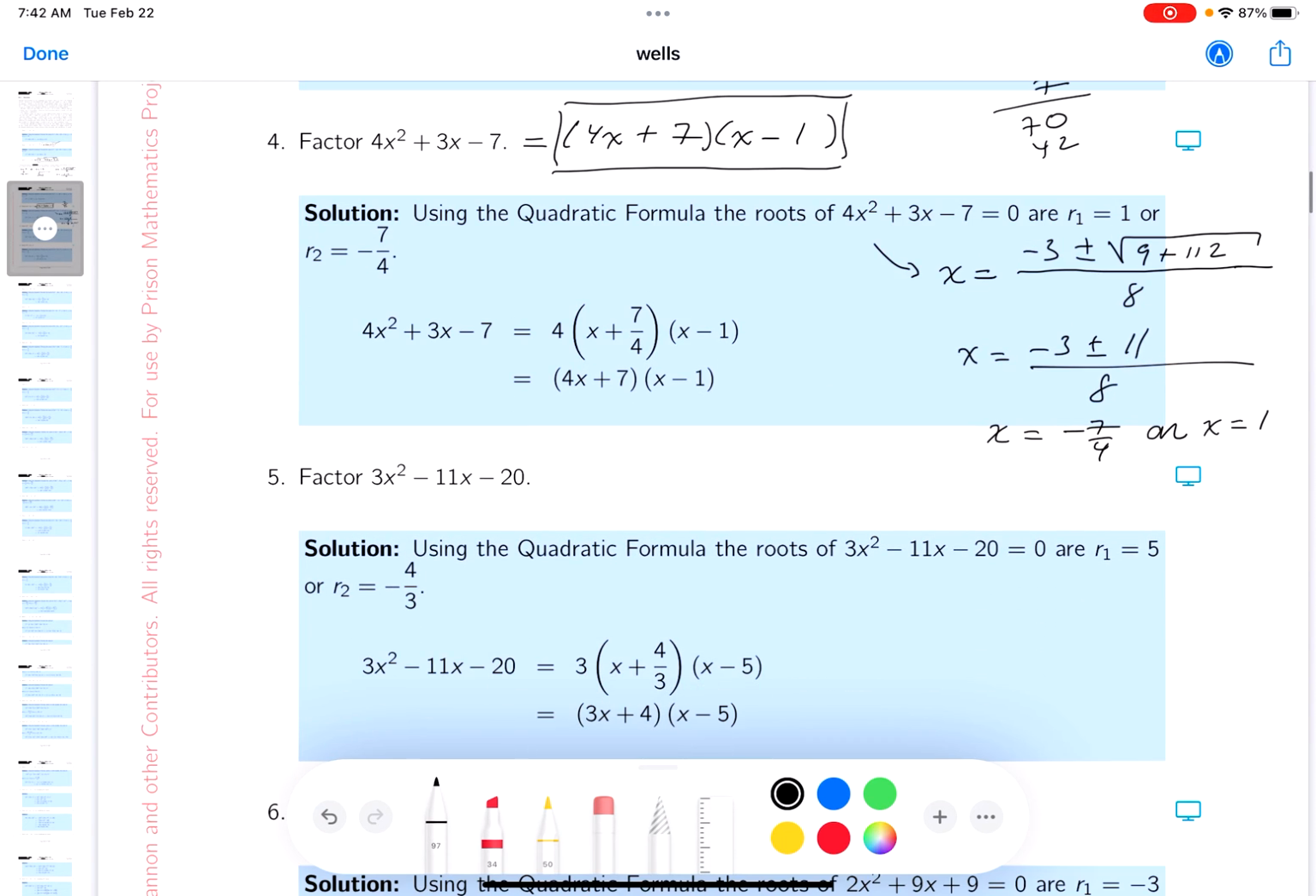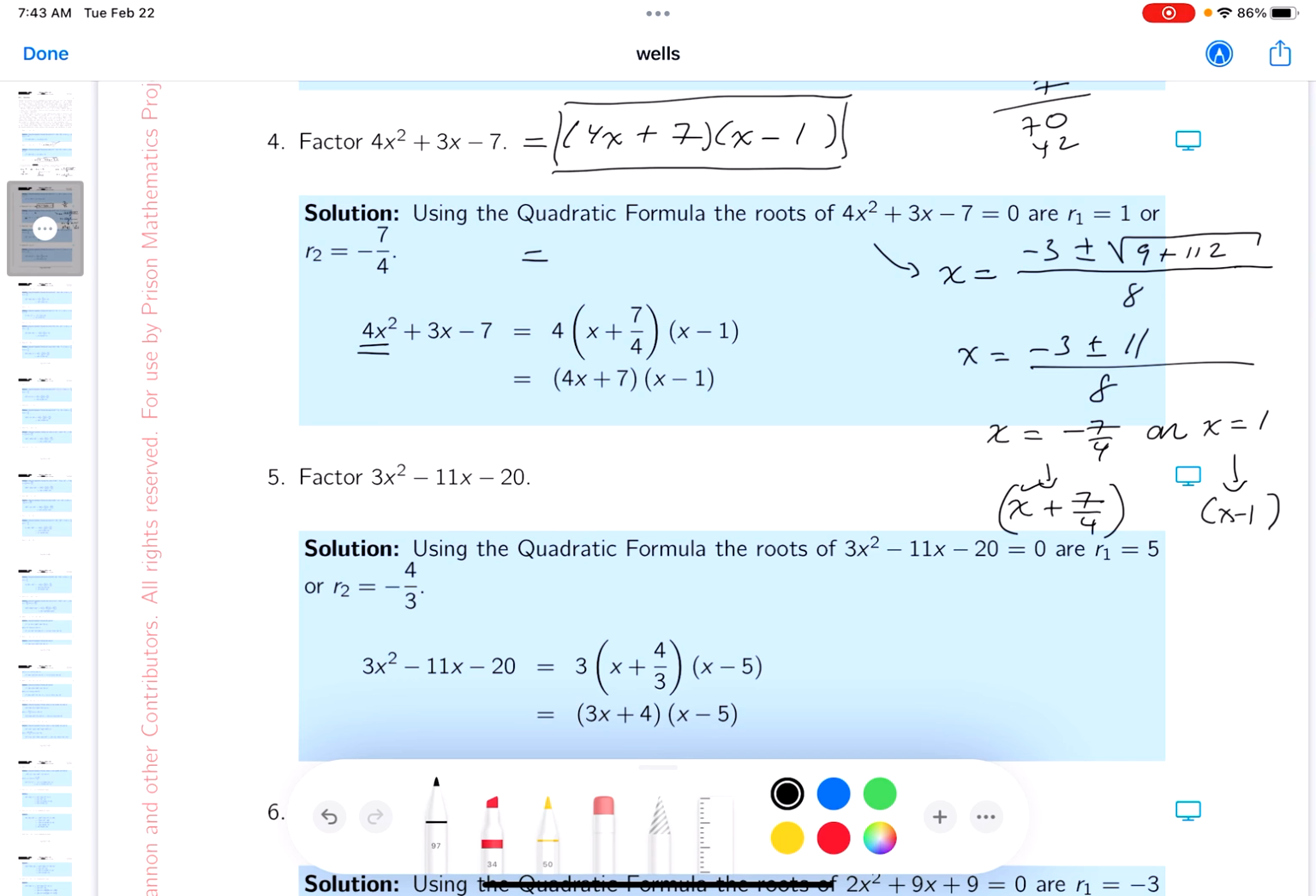Okay, so we know if this is a root, we know the factor is x plus 7 quarters. If x equals 1 is a root, we know the factor is x minus 1. Now, I realize I'm looking and saying, this couldn't be true because you said it's something different. I want to point out it's not the complete factorization of the problem. If I were to write that down, I still have to match the coefficient of 4, the leading coefficient.